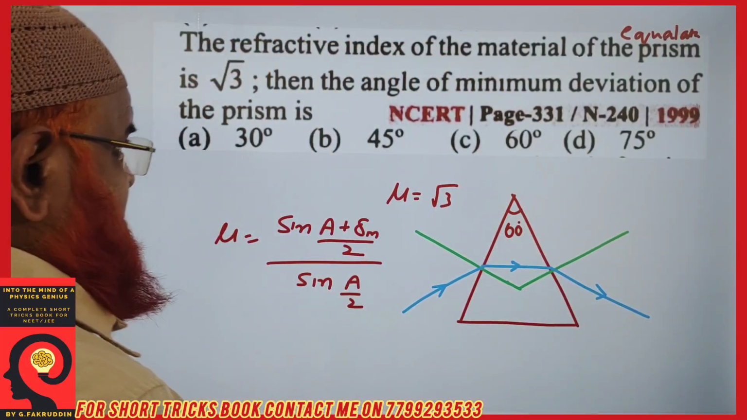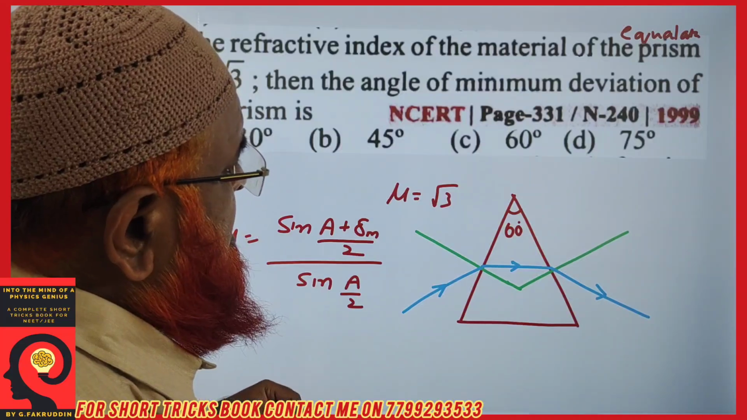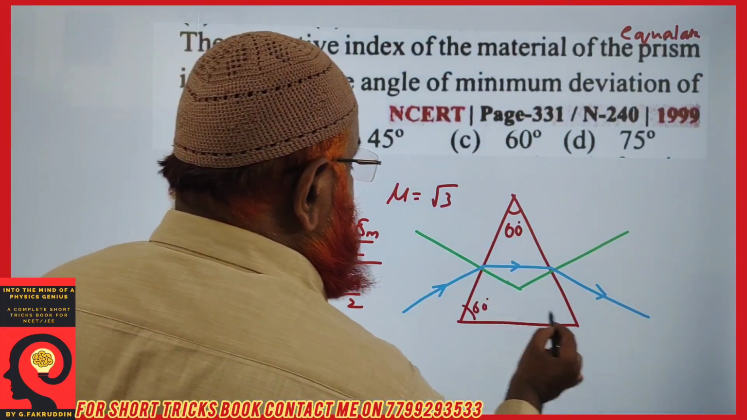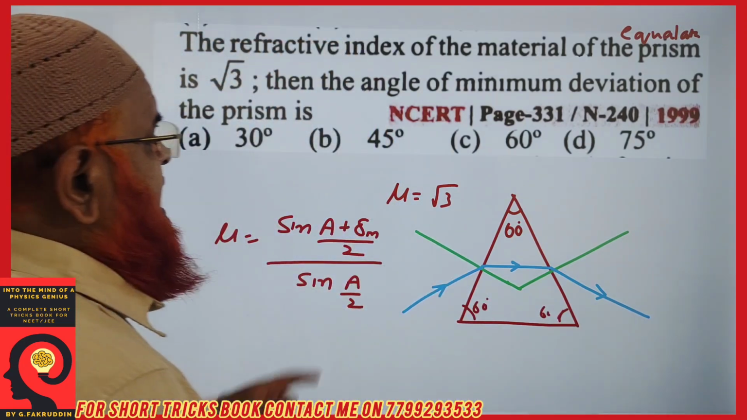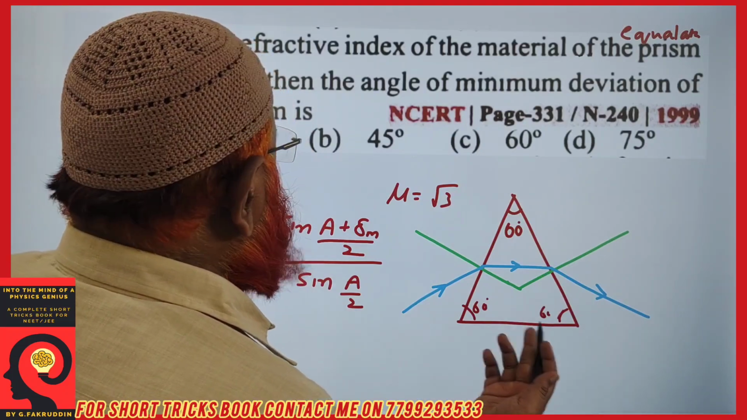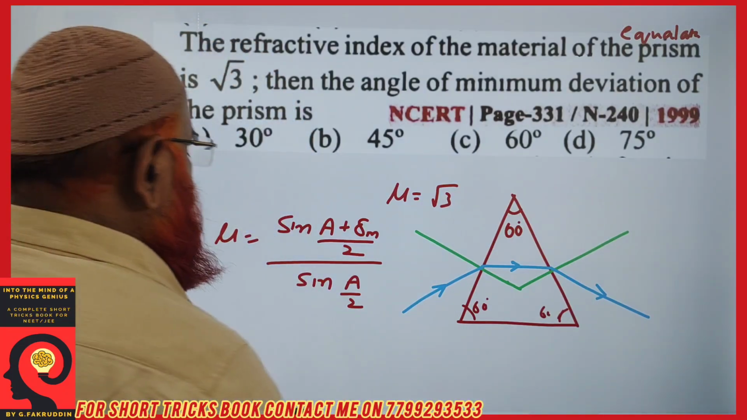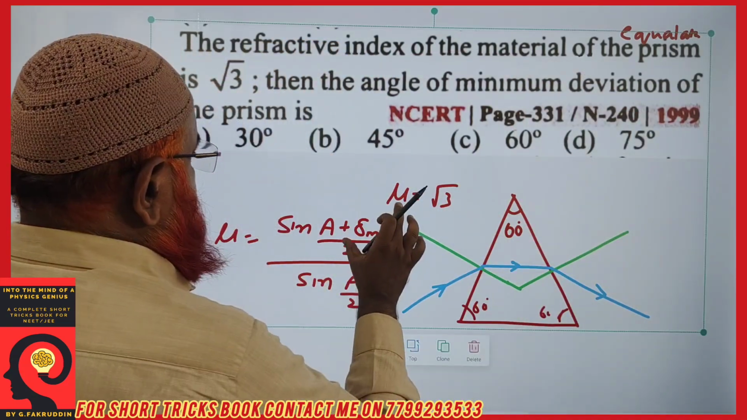So in this problem you can see the refractive index of a material of a prism. Equilateral prism means 60 degrees, all angles are 60 degrees: 60, 60, 60. It's a previous year question, and the refractive index is √3. The angle of minimum deviation of a prism is asked. Did we do this problem? No, this is different. So this is going to be a different problem. Now let us see how we are going to solve this problem.